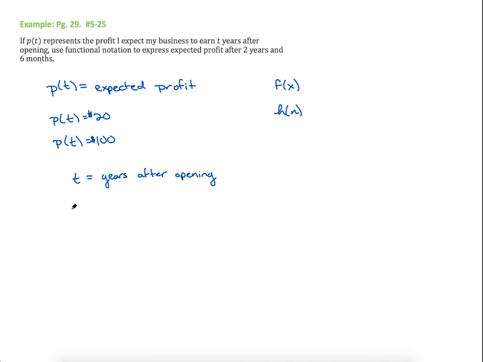So that must mean that if t is 0, we haven't opened the business yet. If t is 1, that means 1 year after opening. If t is 2, that means 2 years after opening. If t is 3, that means 3 years after opening, etc. So going back to this phrase, we are trying to write the notation to express the expected profit after 2 years and 6 months. I'm going to write that phrase down.